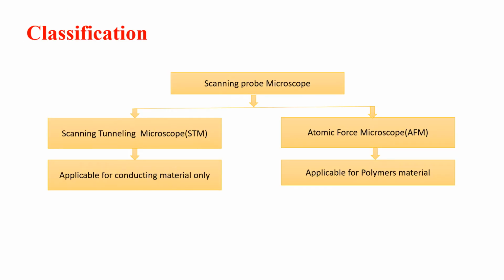So let's see the classification. This is not the classification of atomic force microscopy, but atomic force microscopy is a type of scanning probe microscope. As you can see in the flow chart, the scanning probe microscope is divided into two types: scanning tunneling microscope, and the second one is atomic force microscope. The difference between both is that STM, the scanning tunneling microscope, is only applicable for conducting material, but the atomic force microscope is applicable for polymer materials. That is the basic difference between the atomic force microscope and the scanning tunneling microscope.